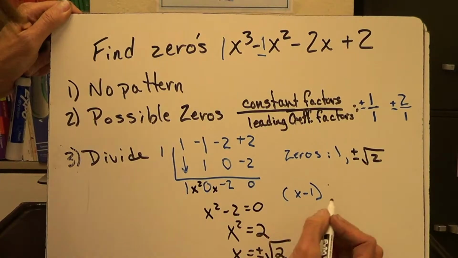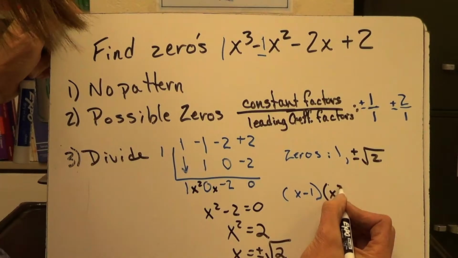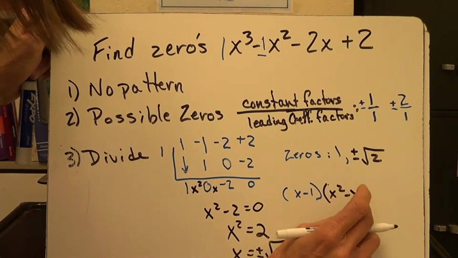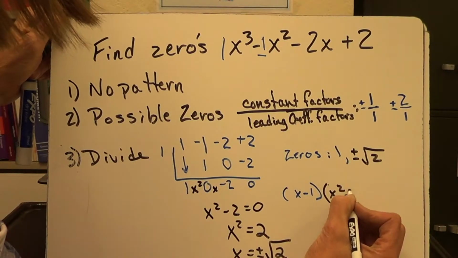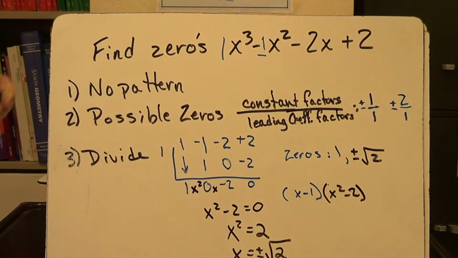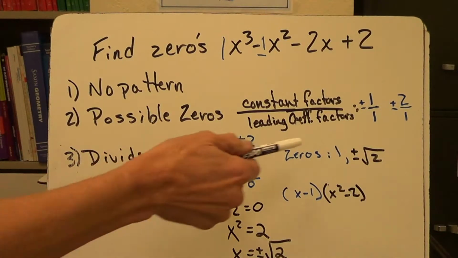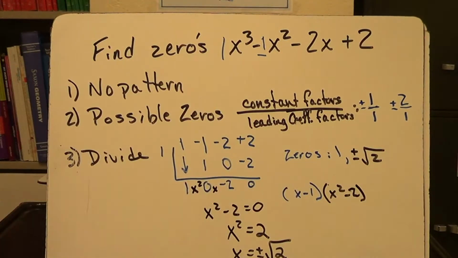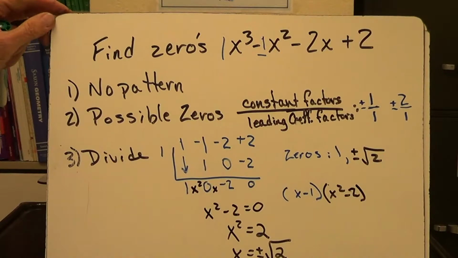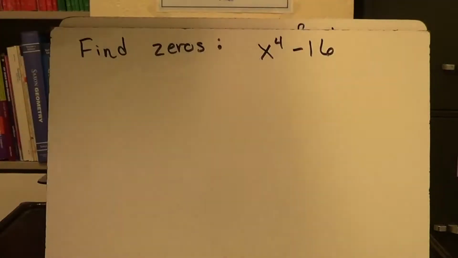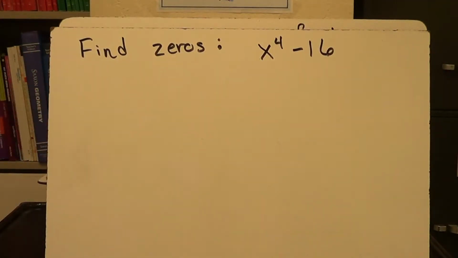You could put your factor in there as x squared minus 2. Okay, and those are your three zeros. You should have the same number of zeros as you do the leading exponent, the degree of the polynomial. So that's 3 of those. Okay. Next one might come in a polynomial that you could easily factor.